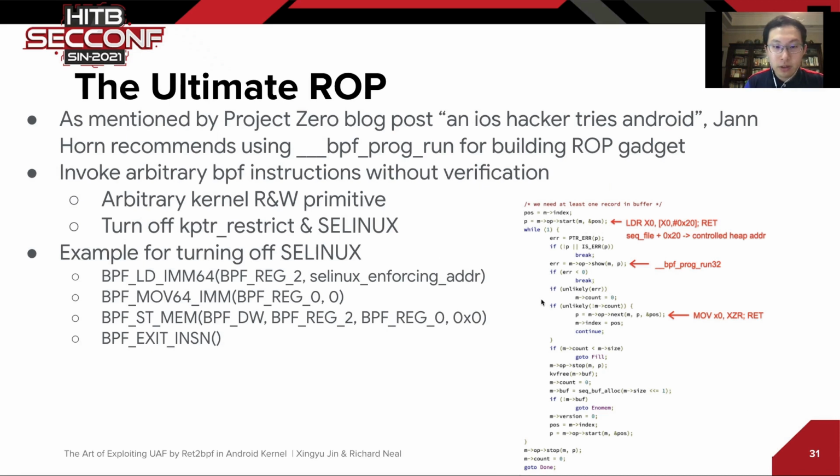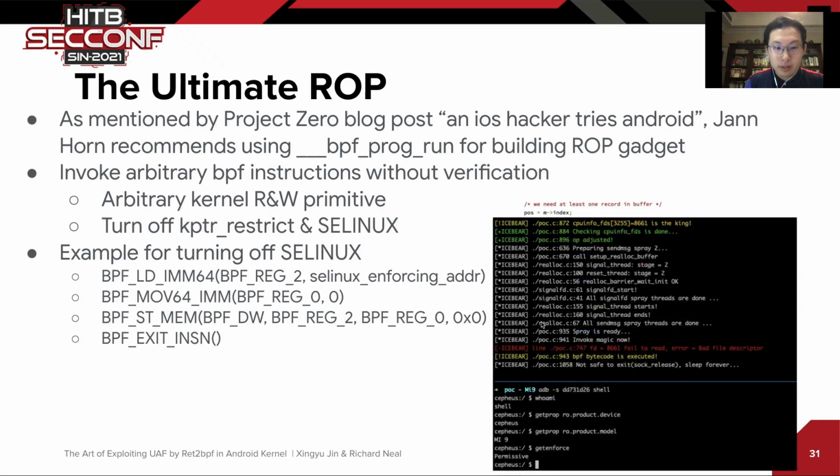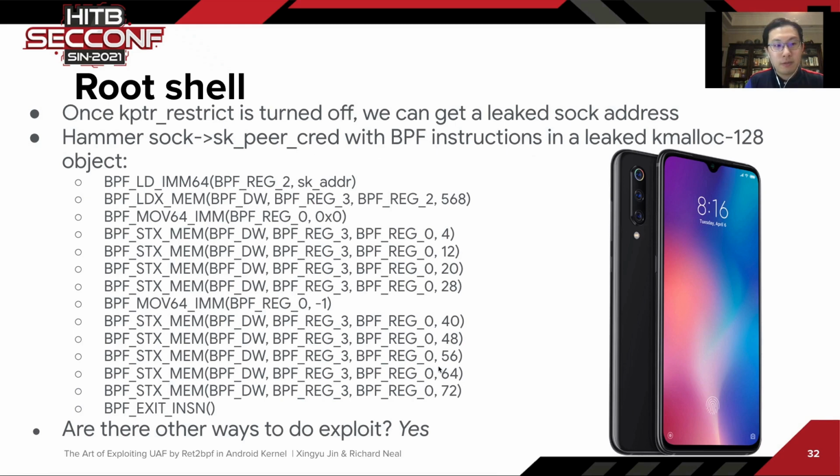Okay. So finally, we can get a root shell by executing arbitrary BPF instructions again, and then overwrite the cred structure with pure code. These BPF instructions are just 128 bytes, so it just fits a slab of 128 byte objects.